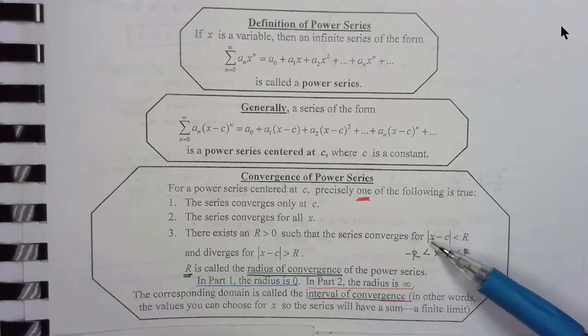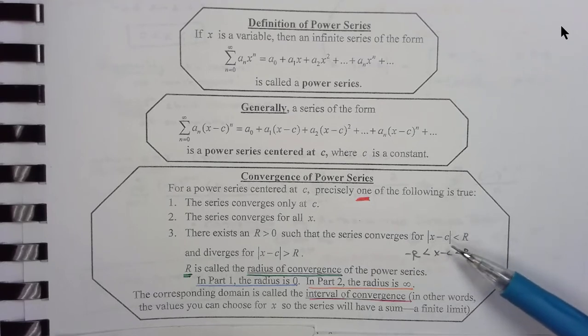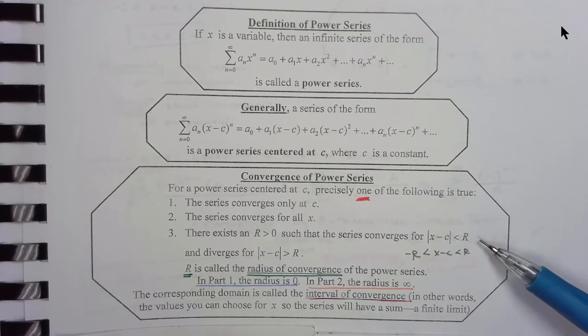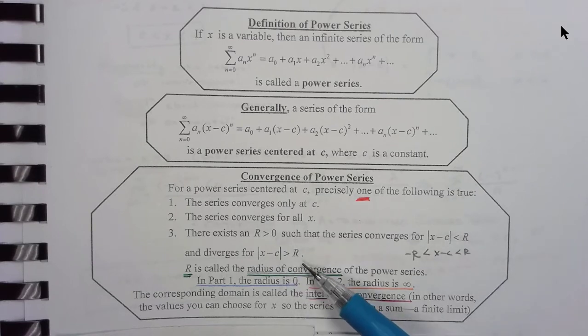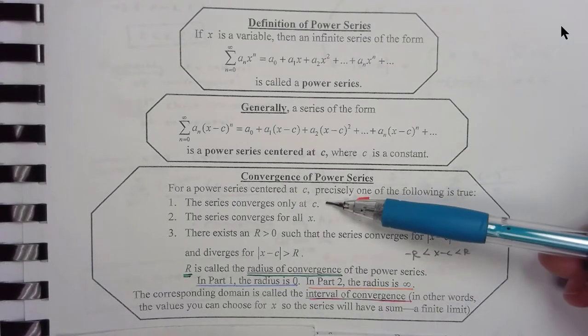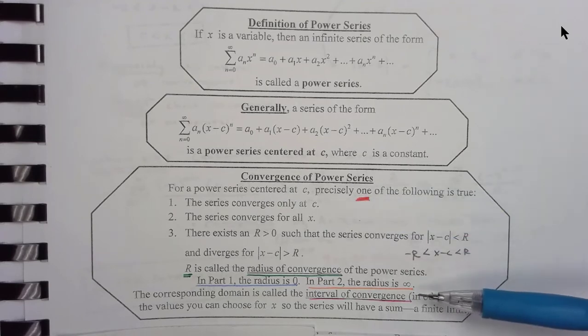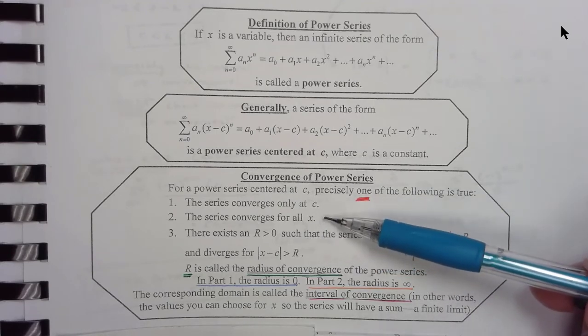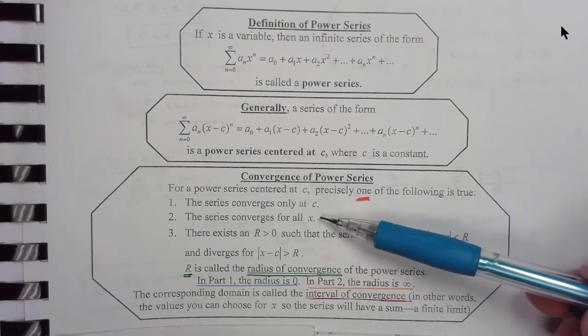So if we are a certain distance away from where our series is centered, and that is less than the radius of convergence, then our series converges. If that is greater than our radius of convergence, then the series diverges. Now, in part 1, right here, the radius is 0. In part 2, our radius is infinity. That makes sense. Why would it converge for all x?